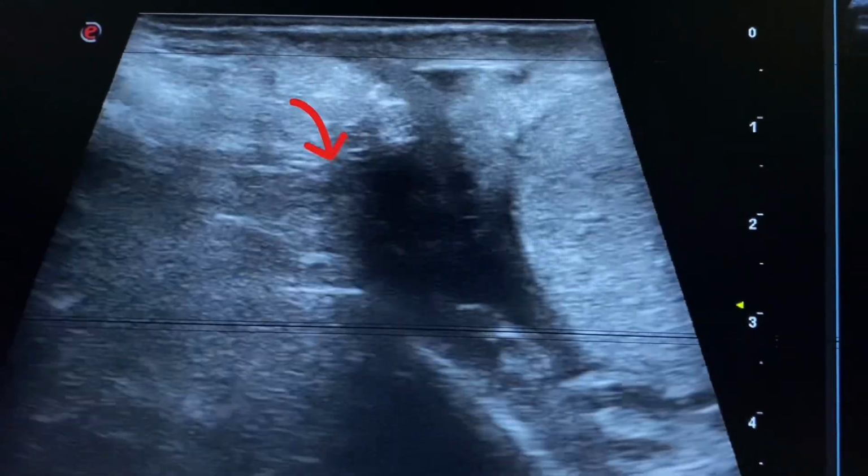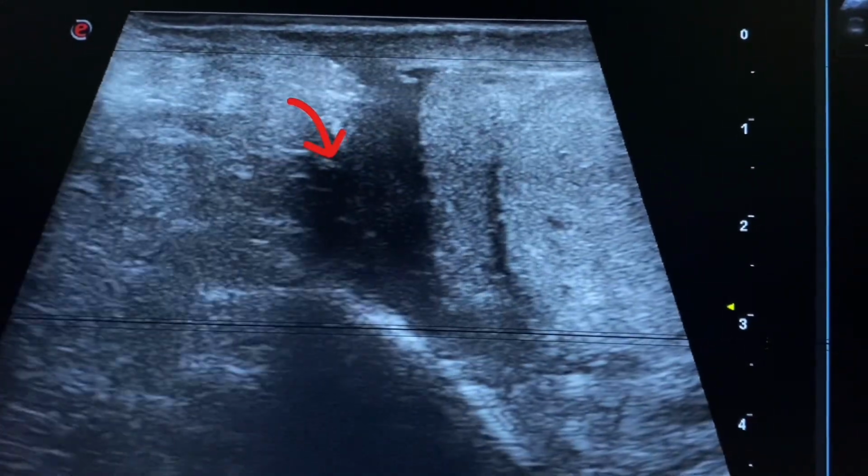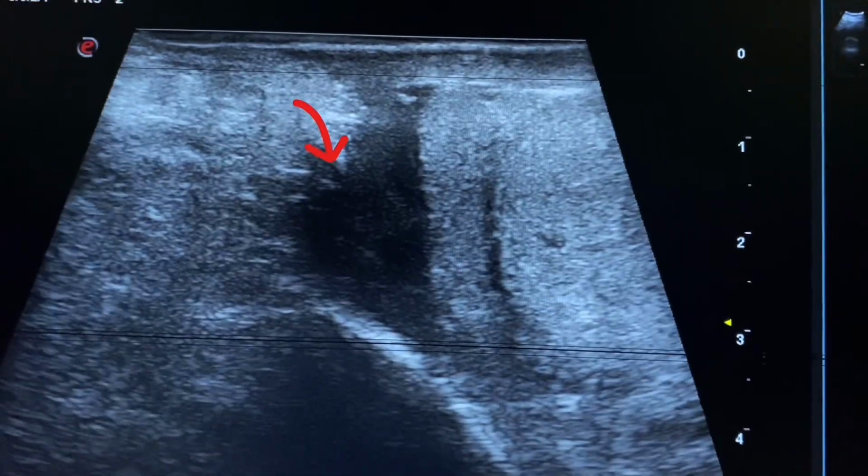Here we see the Debney's fluid or collection in the scrotal sac. Now how we will write report.